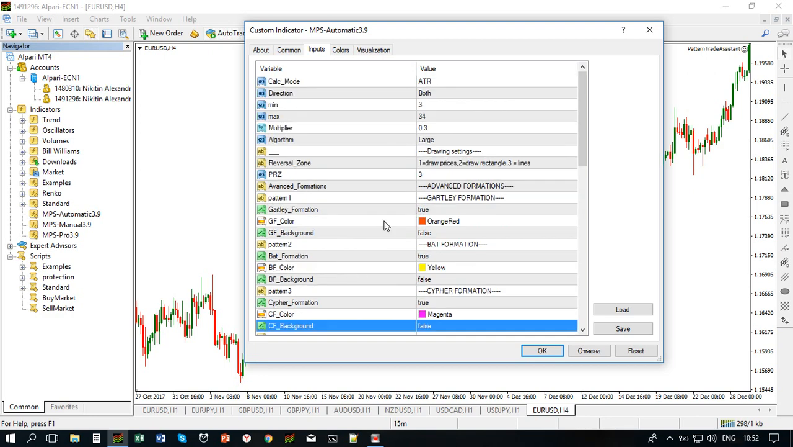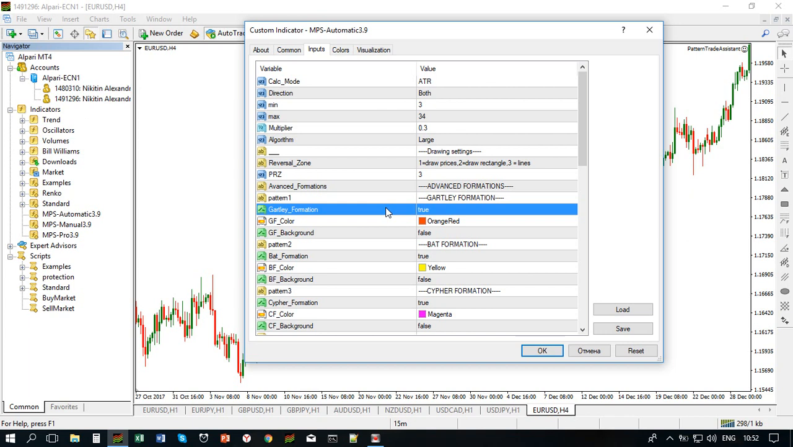settings for the patterns. The patterns are drawn according to the identification rules displayed on my website. So you should go to www.ps-software.net, click that Learn the Patterns tab, and you will find those patterns.